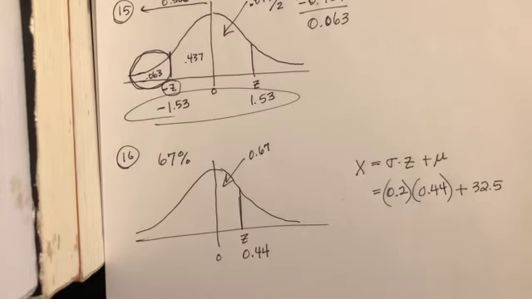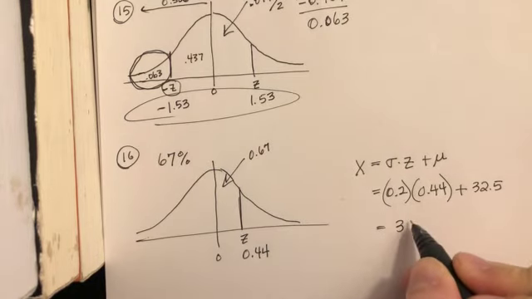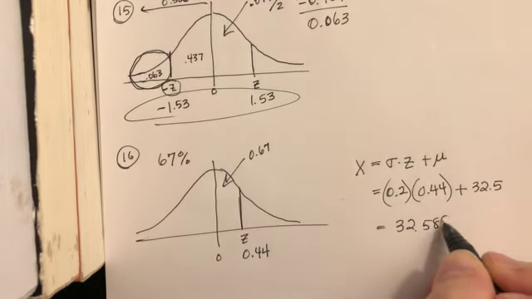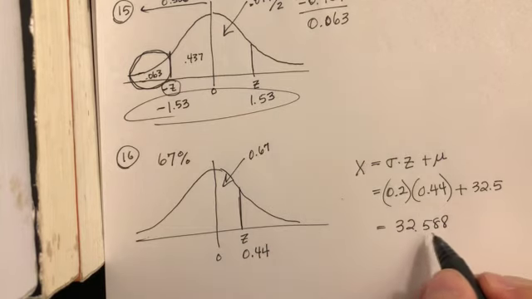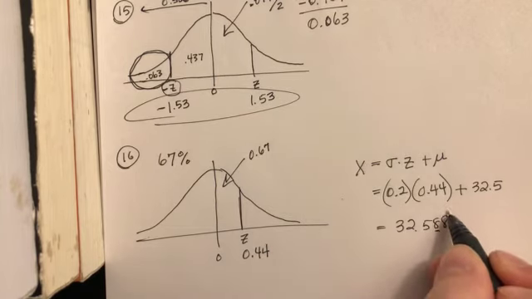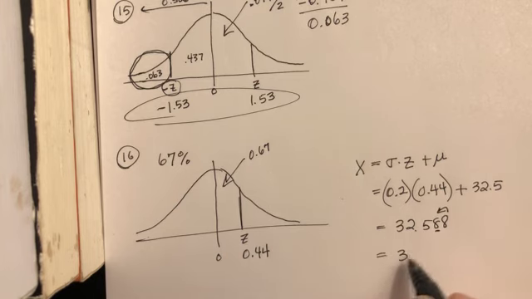0.2 times 0.44 equals, and then plus 32.5. And that should be giving me 32.588. Where they say they wanted to round to the nearest hundredth. So that's this number, so we're going to round that to 32.59.